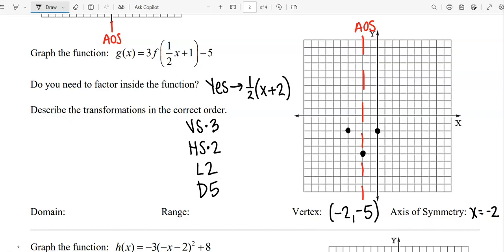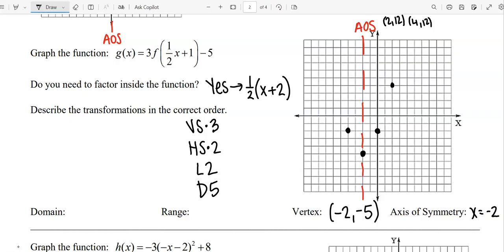What's the next point on my parent function after 1, 1? 2, 4. So if I go to 2, 4, I'm going to vertically stretch that by 3, so where's that going to go? It's going to go to 12, okay? And then if I horizontally stretch that by 2, then that's going to go to 4, 12.